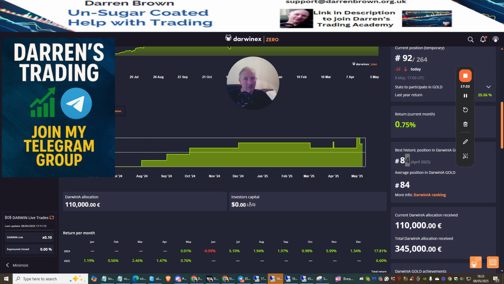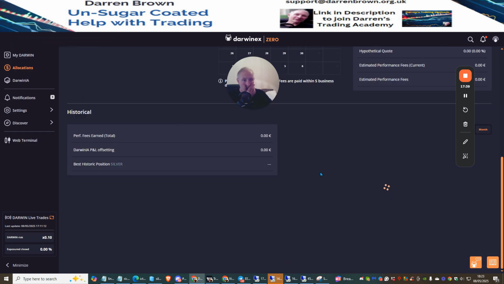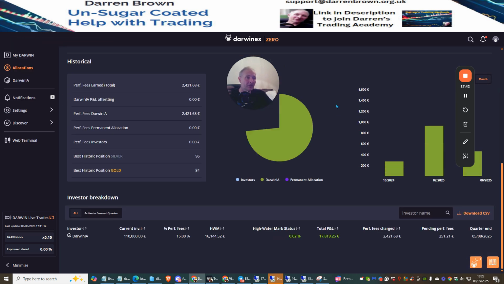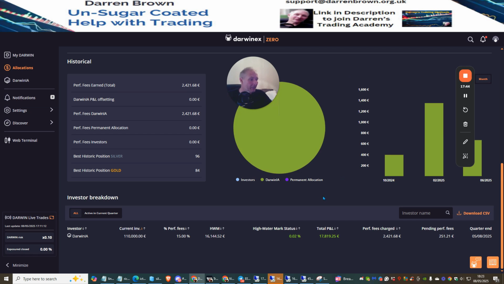Okay, and as I said to you before, I'm not shy in showing you this because I think it's important for you to be aware. So it gives you confidence that there is money that can be made inside this system. So you'll see that the pending performance fee is 251.21. This allocation is 2 days old, and I'm already at 251.21 in profit, right?